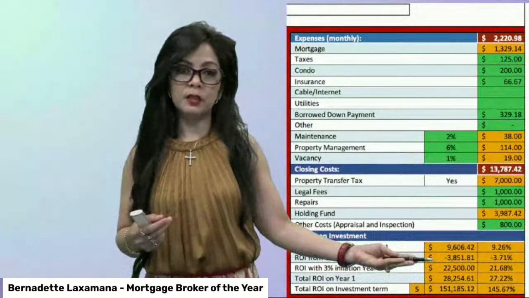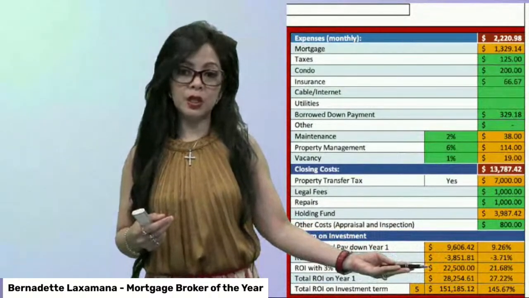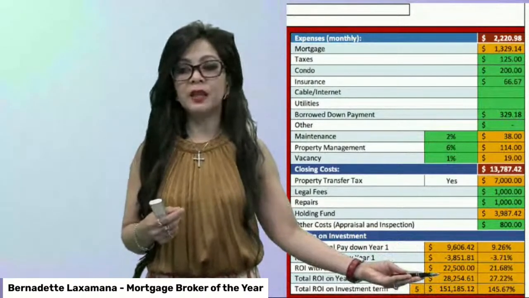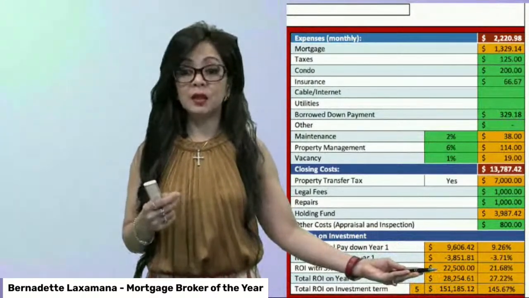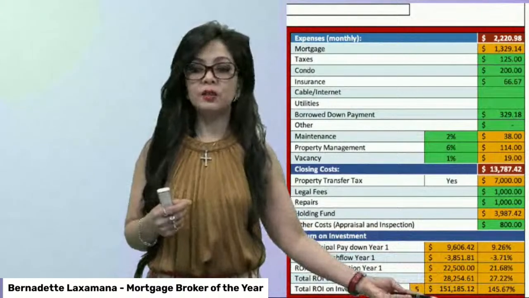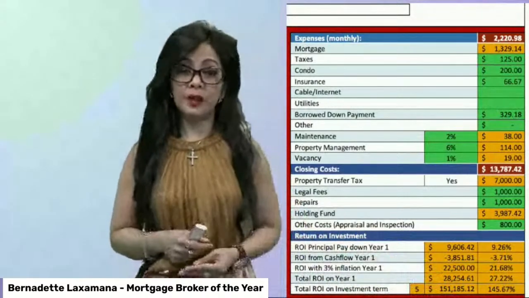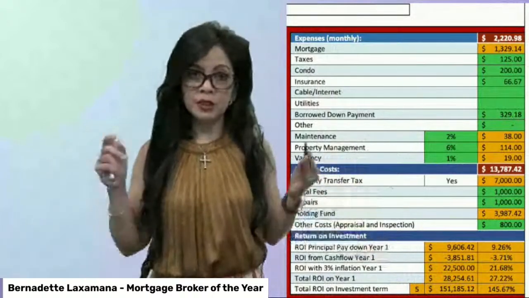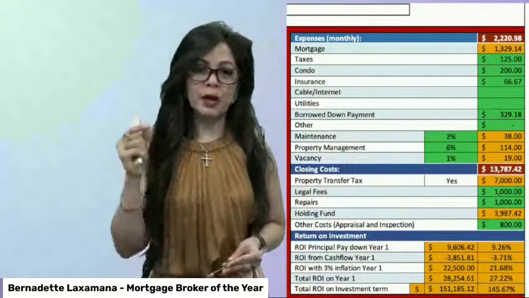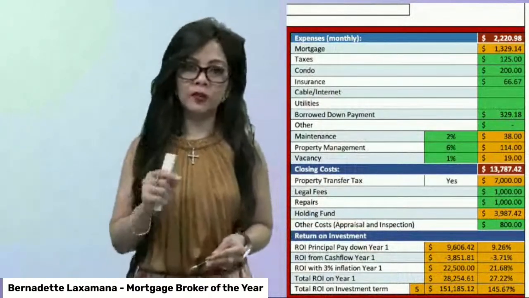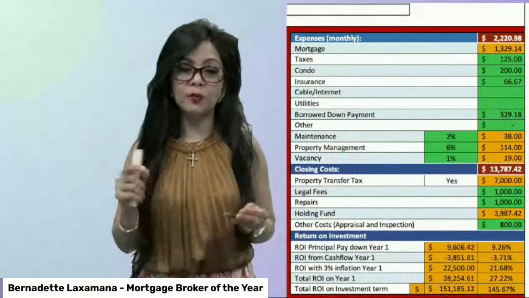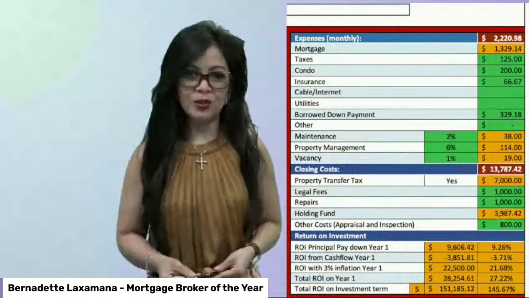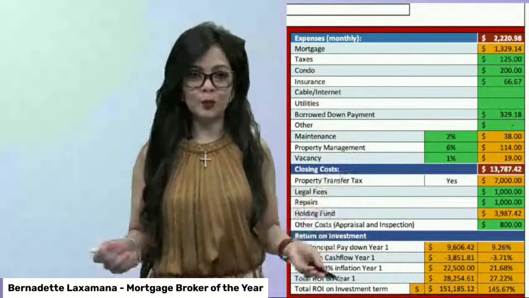Meron siyang negative cash flow. Meron siyang appreciation ng property. So, meron pa rin siyang return sa kanyang investment na 28,000 per year, and then kung 5 years, meron siyang 151,000 na ginigain. So ang moral lesson po ng ganitong spreadsheet is this. When you're buying a rental property, you fall in love with the number. You don't fall in love with the property. Kasi po, bumibili kayo ng negosyo. Kaya alam nyo dapat yung mga numero.